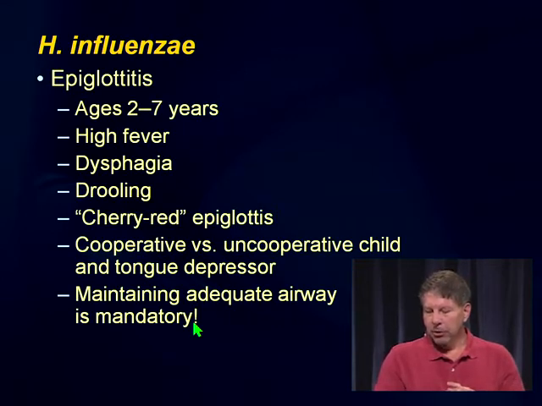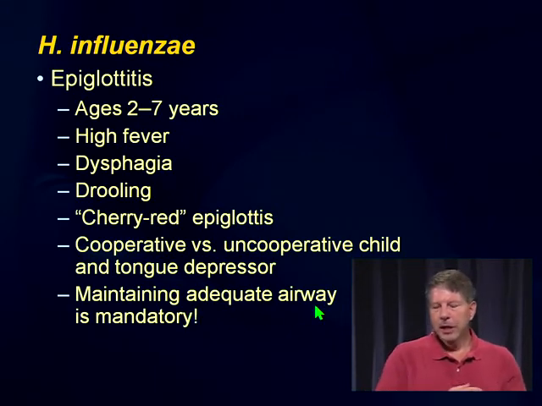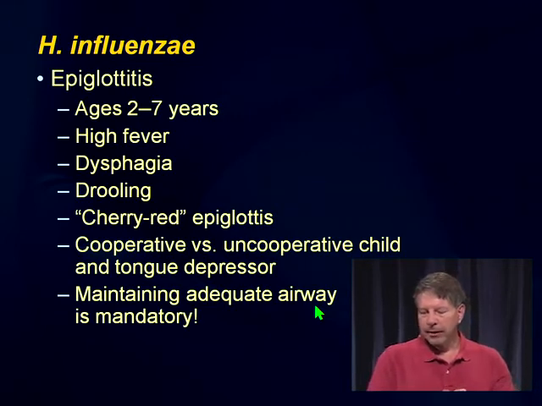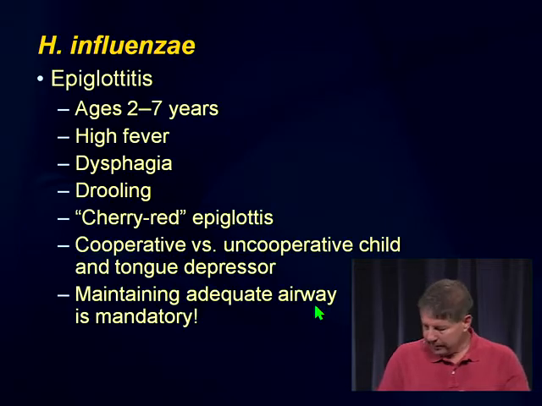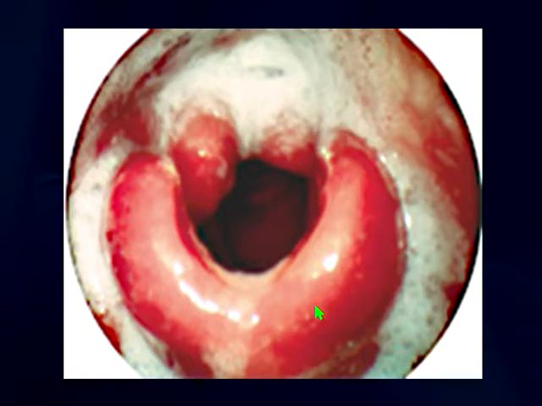And in general, the key thing is you want to make sure that you can maintain an adequate airway. So as soon as you diagnose it, you want to keep the kid calm. You want to get them to an OR or someplace where they can go in and protect the airway. So this is the cherry red epiglottis, okay? It's all swollen. The problem is if you upset the kid, this all closes down on itself, and the kid can't breathe.